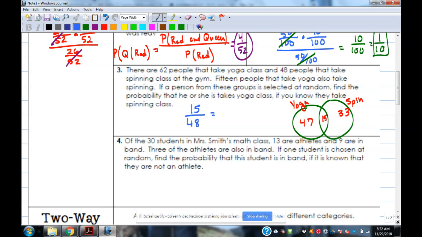But you got people. So when you separate it and you say the people that are on the right side and you're picking from that group, that's what we're doing here. We're taking this and we're separating and saying, okay, we're looking at only the people that take spinning class, and then finding our probability from that. So we're only looking at these 48 people that take spinning class that are in the right side circle for spinning. And then we're looking to say, what's the probability of picking out of those people somebody that takes yoga class? And that's where Calvin got the 15 from. 15 people are all that's in there that also take yoga. So that's 15 out of 48. We can obviously reduce that because 3 goes into both of them. 5 out of 16.